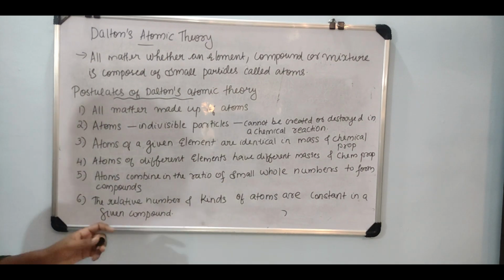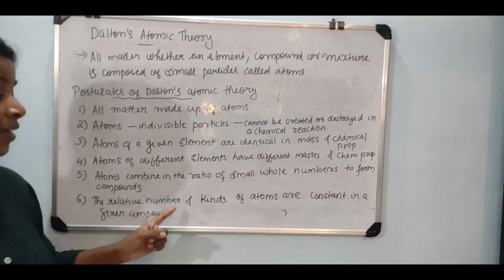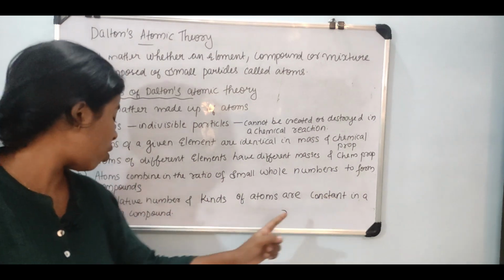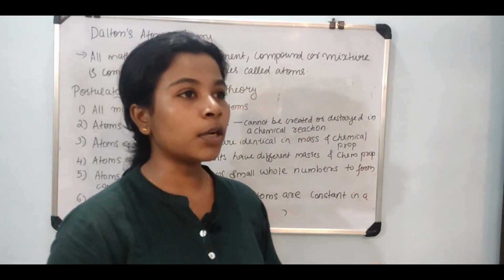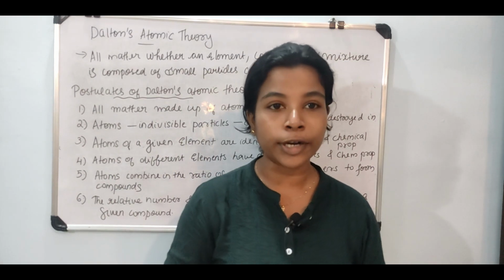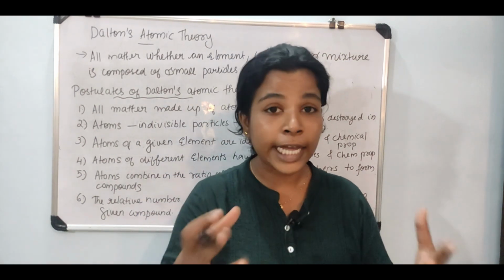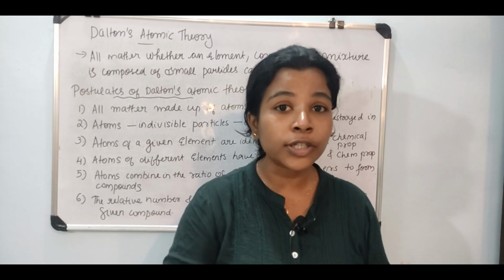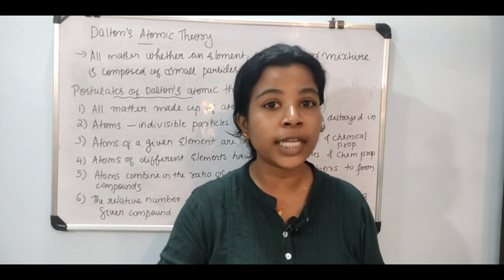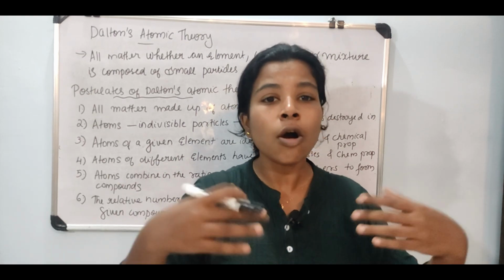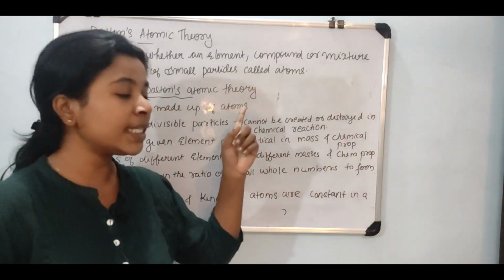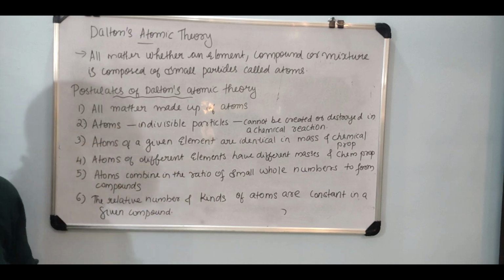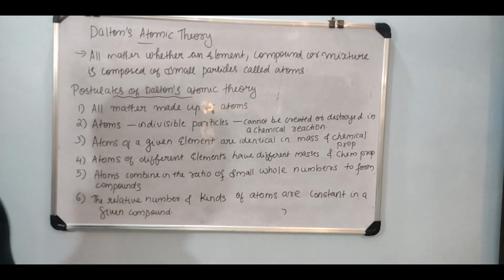Now coming to the sixth postulate. The relative number and kinds of atoms are constant in a given compound. That is what? See, if the compound is water, we are taking water. The atoms are constant in all the water molecules. That is, if water is H2O, it means all the water will be H2O only. Okay, followed. So, these are the 6 postulates of Dalton's atomic theory.